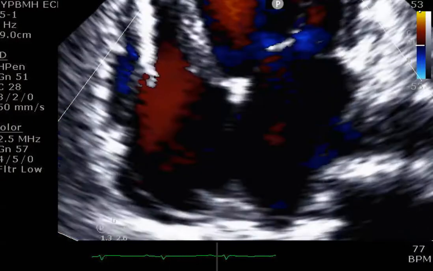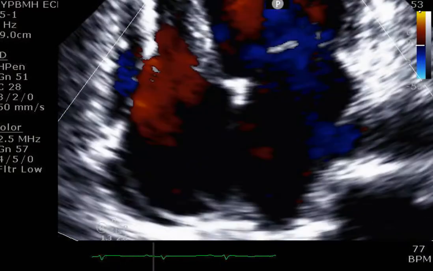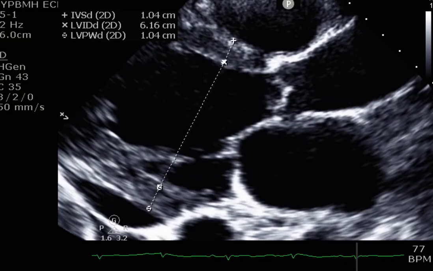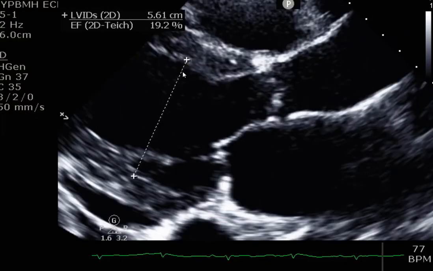There are 2 ways to check ejection fraction, which I'll show you here. One is called Teichholz, which takes into account the end diastolic diameter and the end systolic diameter and uses a complex calculation to get to an EF. So here we get an EF of 19%. This is not our preferred way to get ejection fraction.